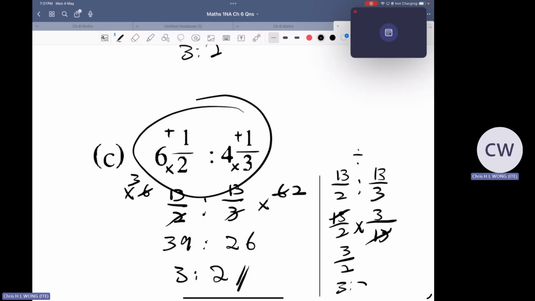Straight away, 3 is to 2. Even easier, isn't it? So this one, the second method, is easier. Sometimes it depends, it all really depends. But if you find it is a bit difficult to calculate, you change the method. Great.